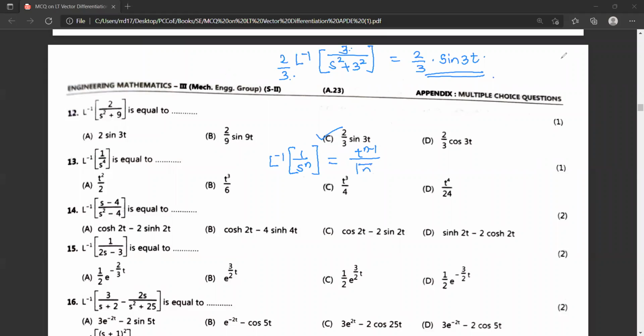Most of the students make this mistake that gamma of n, they write as n factorial. But that is completely wrong. Whenever n is an integer, gamma of n plus 1 is equal to n factorial. Only if it is an integer. Now here n is equal to 4. So we'll be putting t raised to 4 minus 1 divided by gamma of 4. Now gamma of 4 is an integer, so it is 3 factorial. So t cube upon 3 factorial. 3 factorial means 6. So t cube by 6. Most of the students make this mistake, so don't make this mistake. This is the answer. Clear?